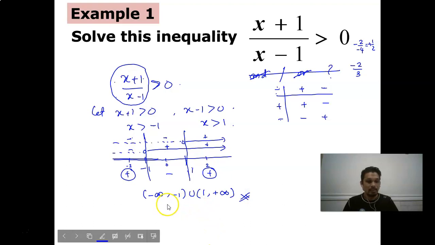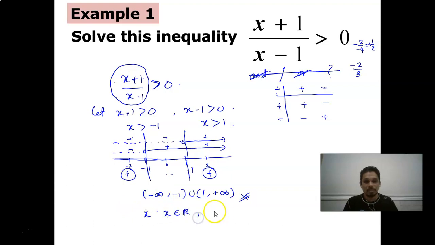Okay, that is in interval form. So in solution set, you just write down x in bracket, x element of real numbers where x is less than negative 1 or x greater than 1. Okay. Either this method, this form or this form, it is all up to you then. Okay.